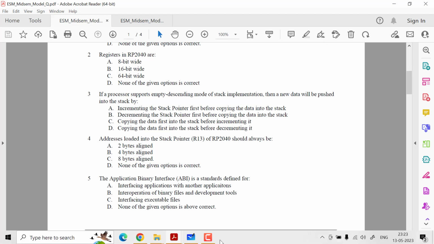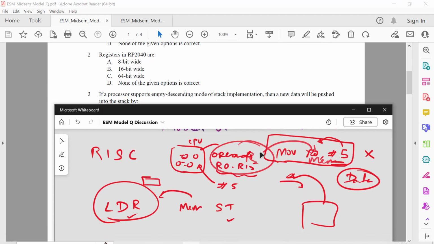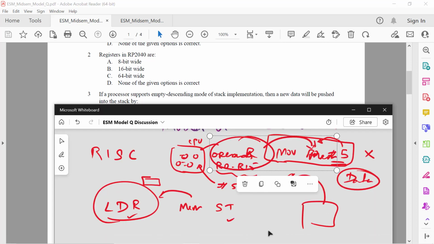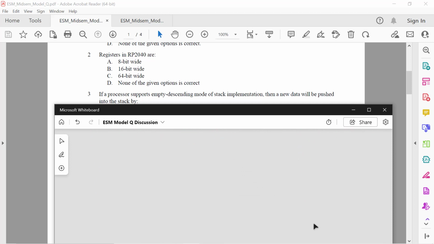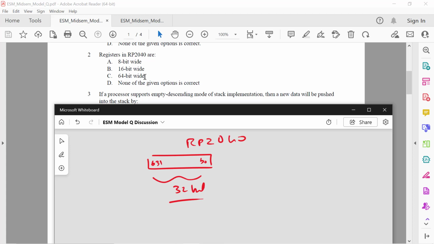Now what about RP2040, whether the registers are 8-bit wide, 16-bit wide, or 64-bit wide? See, all the registers within this RP2040, I have told you many times, are 32-bit wide. Okay, that means B0 to B31. So none of the given options are correct. So D is the right option.